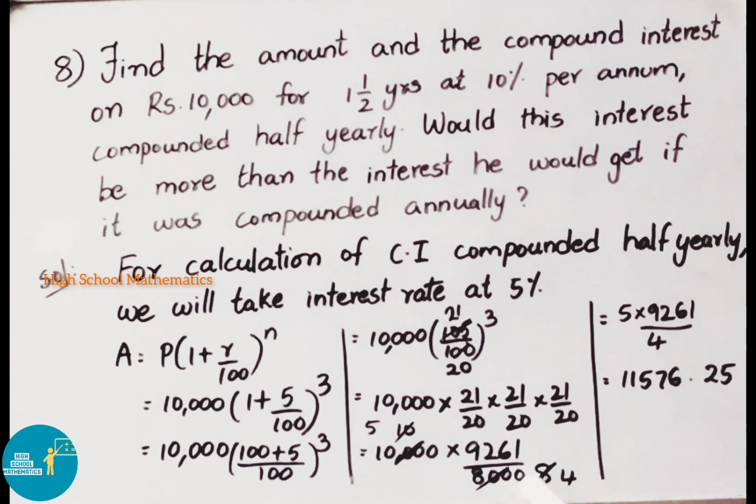1000 table 8,000 is 8 times and 10,000 is 10 times. 2 table 8 is 4 times and 10 is 5 times. That equals 5 into 9,261 divided by 4. On simplification we get this result, that is 11,576 rupees 25 paise.